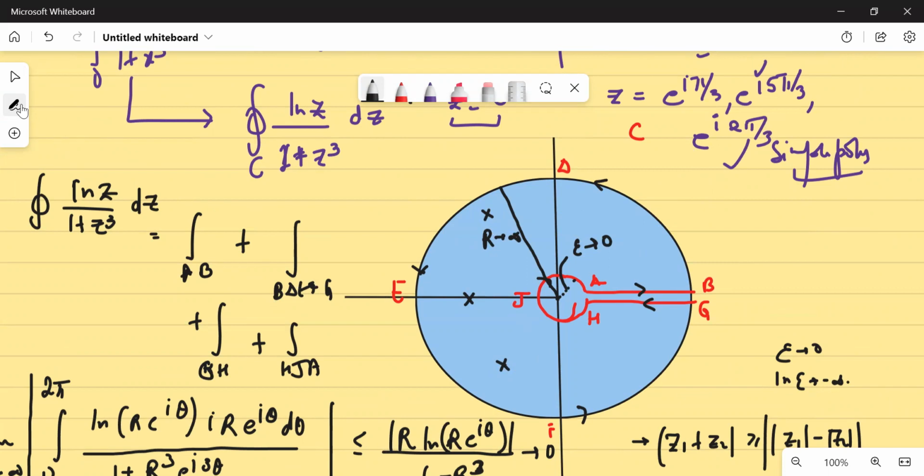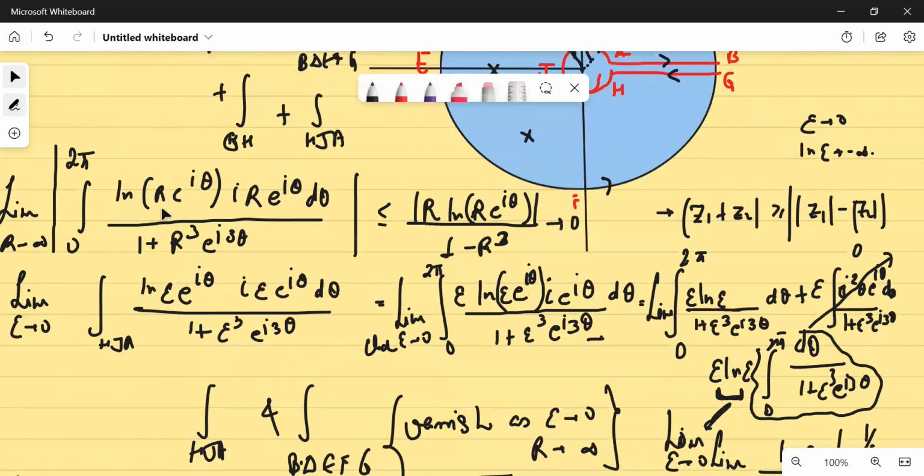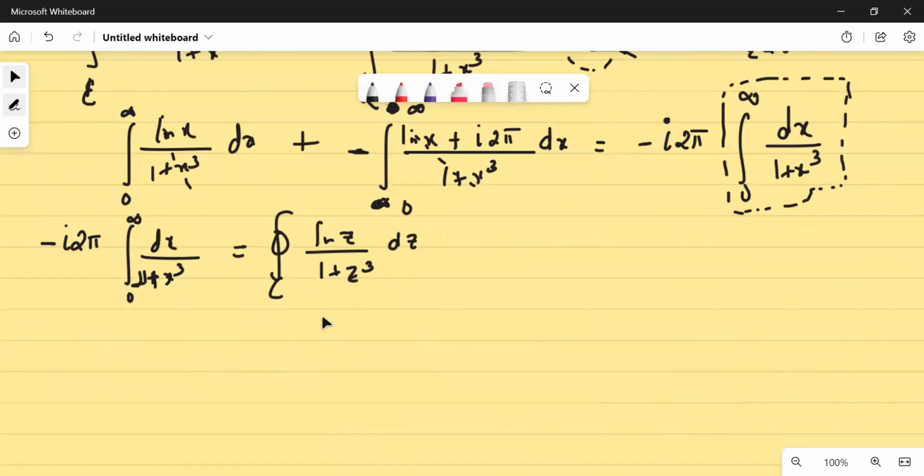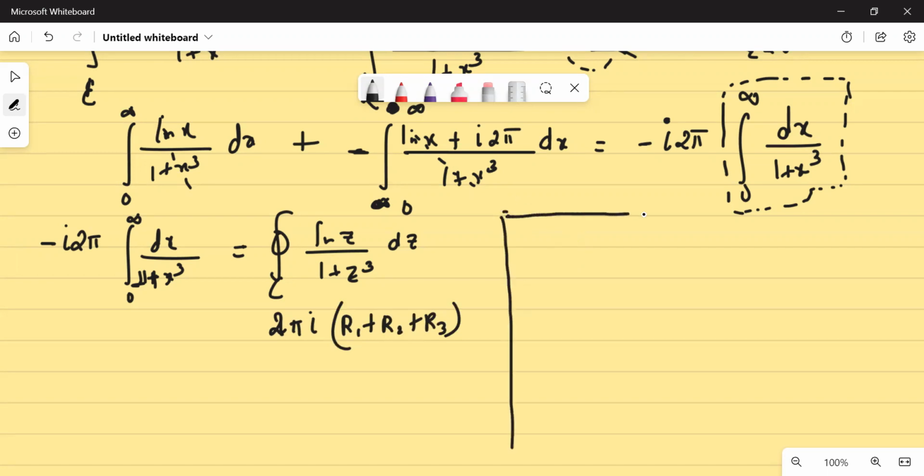So you have to simply evaluate the closed integral ln z upon 1 plus z cube dz, where the three singularities are e to the power i pi by 3, e to the power i pi, and e to the power i 5 pi by 3, and those singularities are isolated singularities, and they are also simple, so you have to find the residue of each. So this is equal to 2 pi i into the sum of residues r1, r2, r3, where r1 is the residue about e to the power i pi by 3.